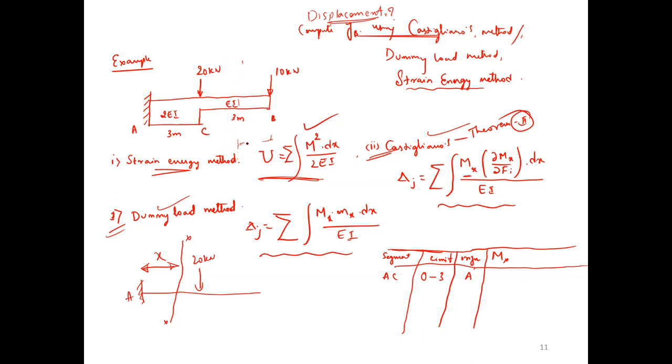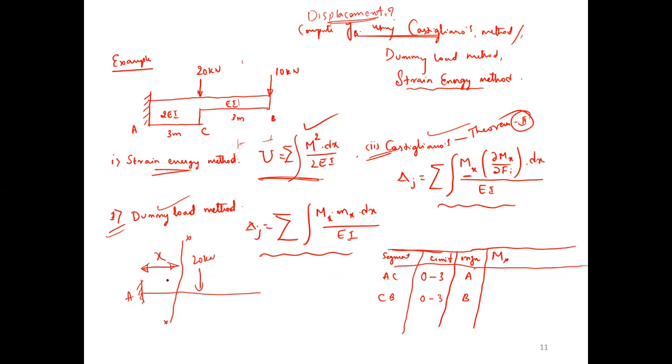Or if you take here, then the segment is CB. The origin is A or B, whatever you can take. If you take A, it will become 3 to 6. If you take B, B to B is 0, so 0 to 3. B to C is 3. Only the limits change. Okay, now Mx.